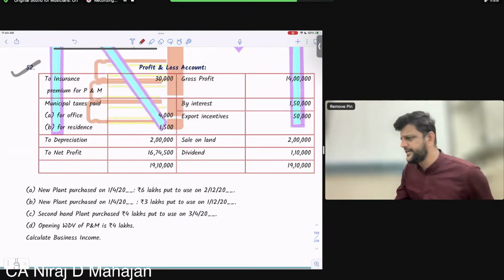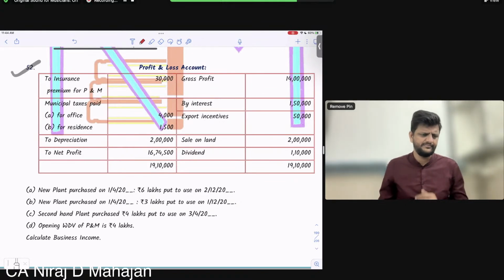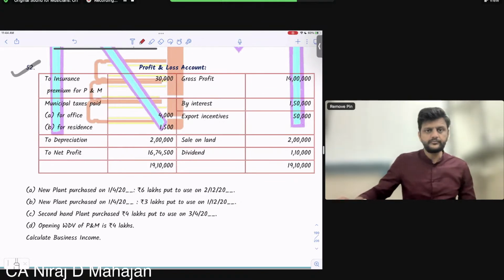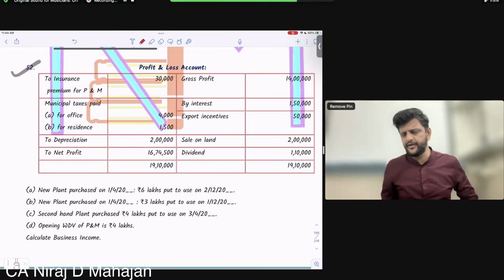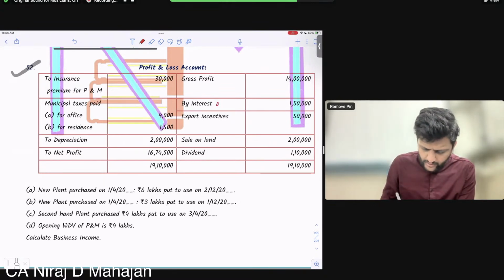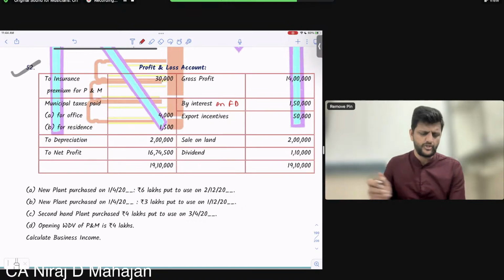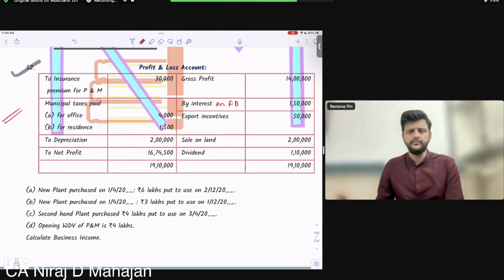Interest, write down over here. Is it given to us that he is in the business of money lending? No. So the interest which he has earned will be through investments. So write down here for clarification: by interest on FD, bank deposits. Fine till here? Just give a clarification over there.